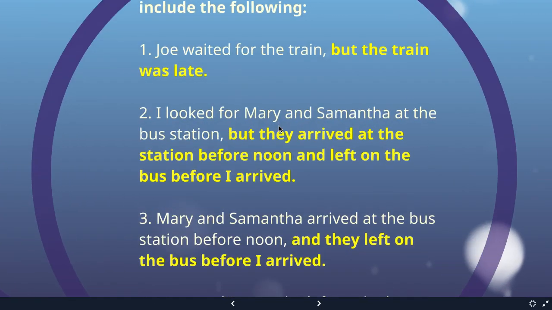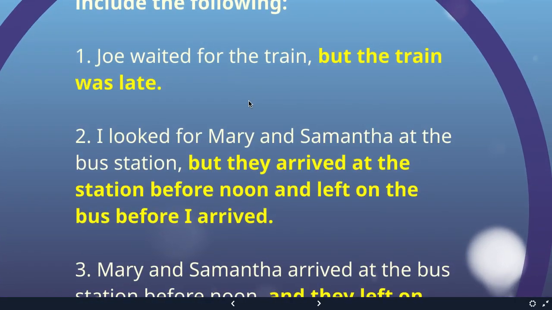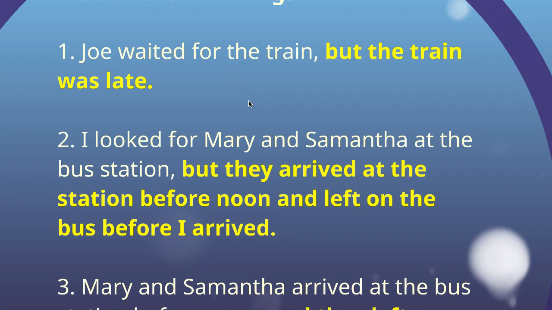All right, so here are some examples. Number one: Joe waited for the train, but the train was late. So we're still looking at the same type of sentences that we had with the simple one. If I go from Joe to train and I put a period there, that would be a complete sentence. If I had the train was late, that would be a complete sentence. So if I'm going to join together two independent clauses, I have to have a comma and a conjunction.